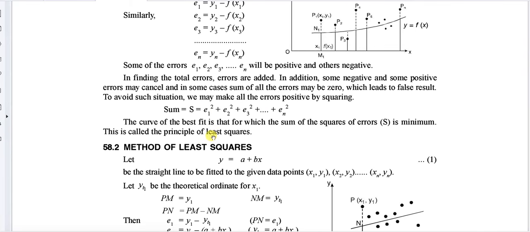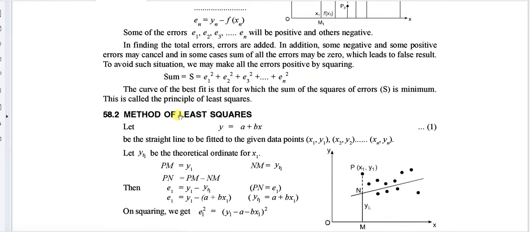And the second topic here: I have chosen the sum of the squares, but I may also choose the sum of the absolute values. Absolute value means all the negative values will turn to positive values. Then the sum of those deviations of the errors should be minimum. That is also another kind.